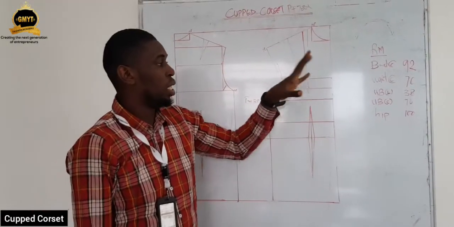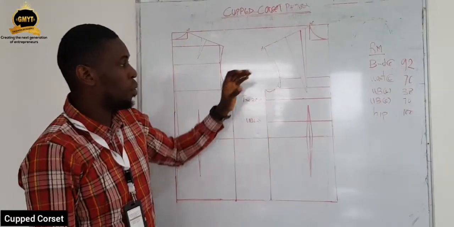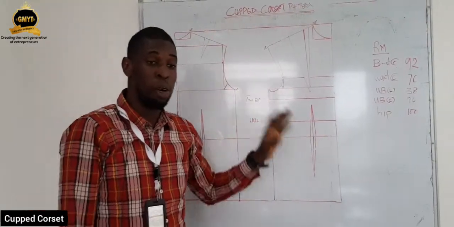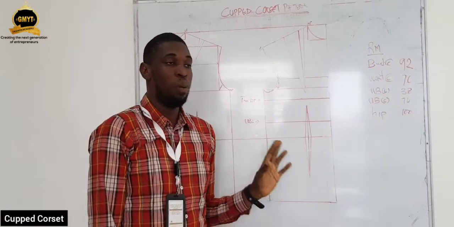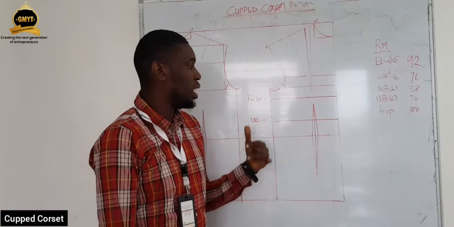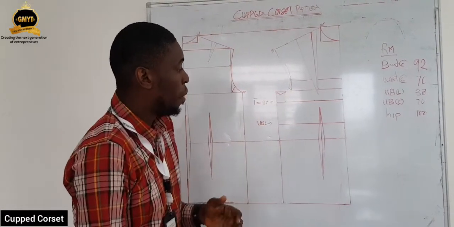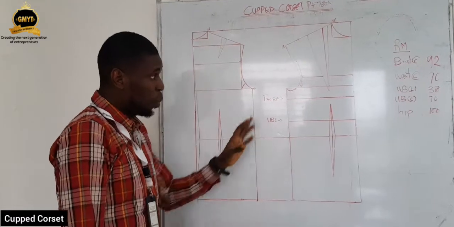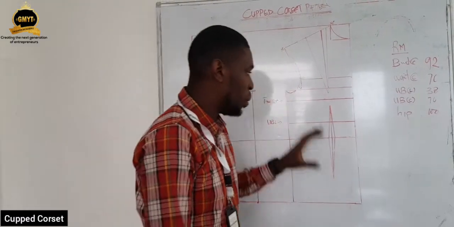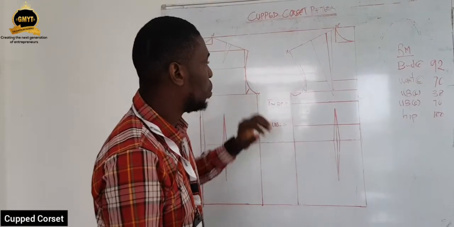Firstly, let's talk about the pattern you're using. You're going to be using or manipulating your basic body's pattern. Your basic body's pattern is what you're going to be using to manipulate into what? Into the curved corset pattern. So basically now, we have the basic body's pattern on the board, and this is what we're going to be using to manipulate into curved corset.